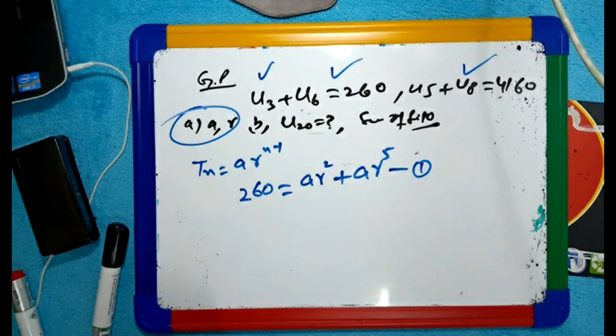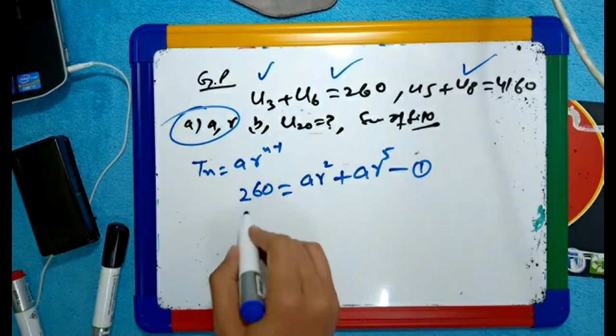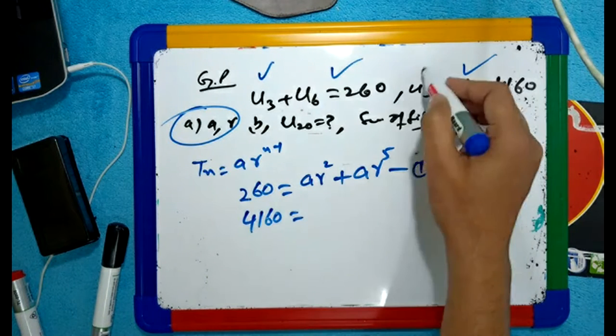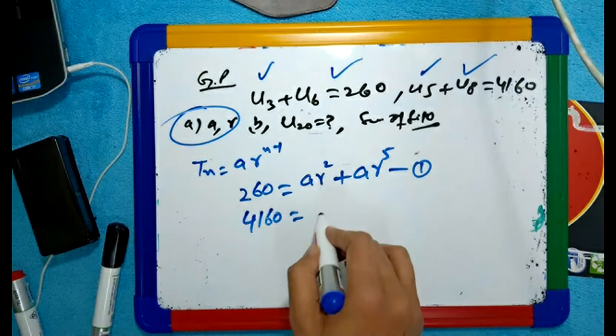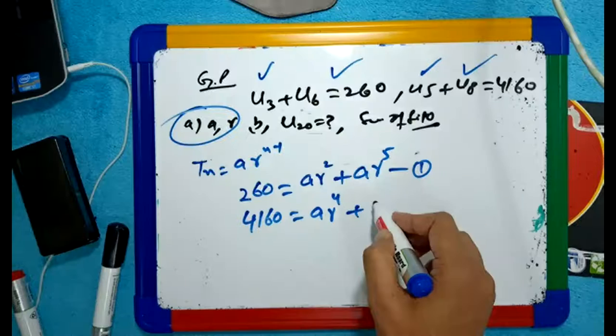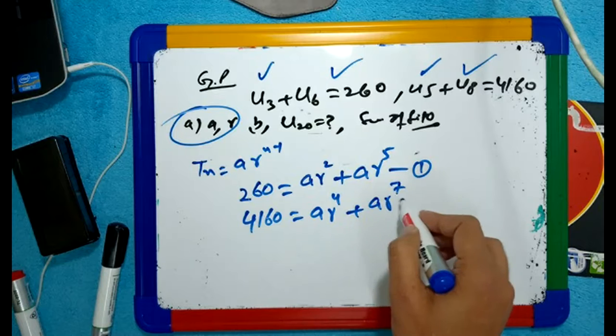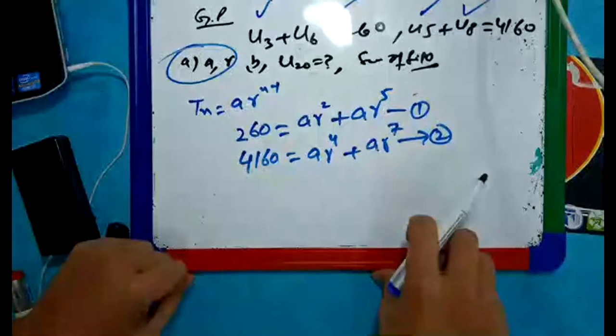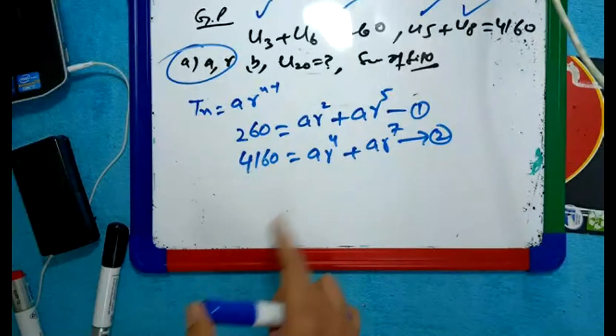Now the second equation is 4160 equal to U5, which means a r raised to power 4, plus U8, a r raised to power 7. Now I will calculate a and r from these two.